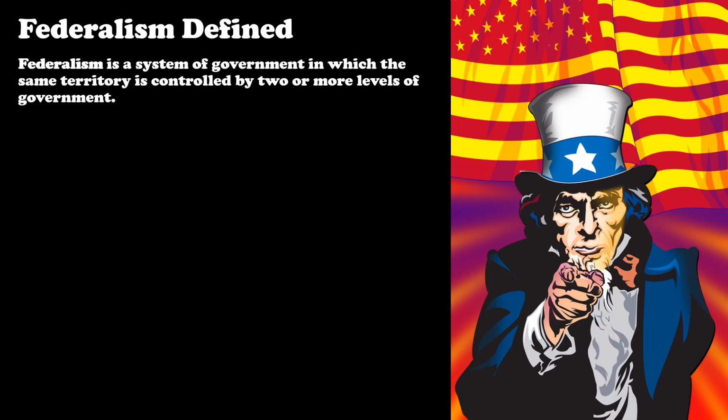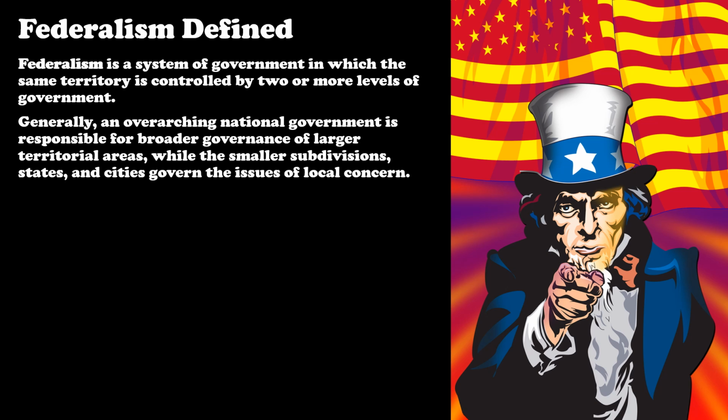Let's talk about federalism. Federalism is a system of government in which the same territory is controlled by two or more levels of government. Generally, an overarching national government is responsible for broader governance over larger territorial areas, while smaller subdivisions, states, and cities govern issues of local concern.